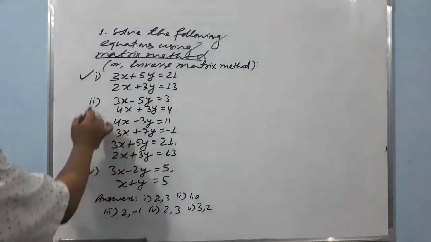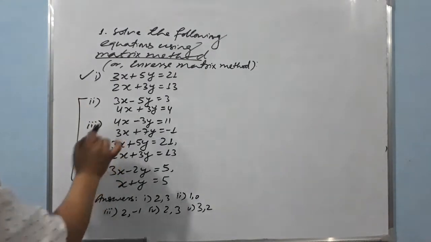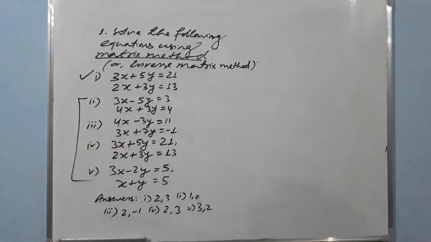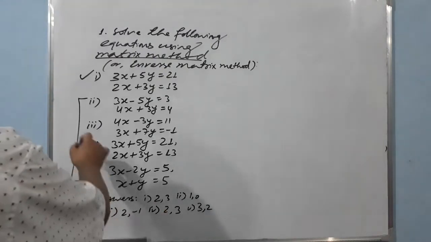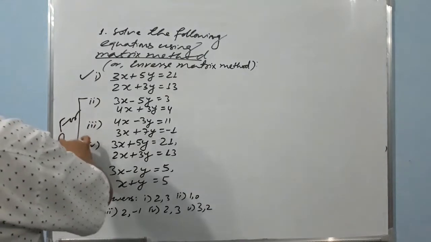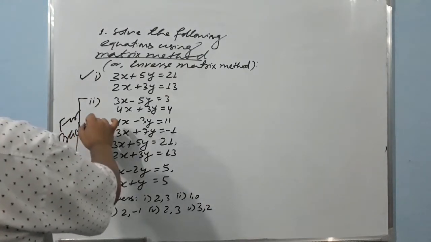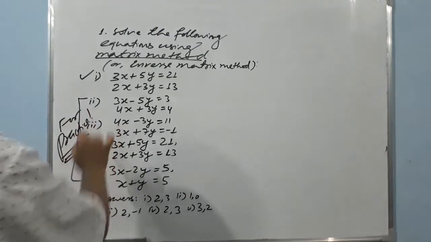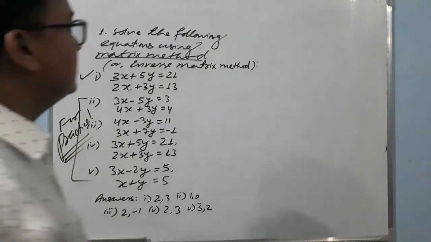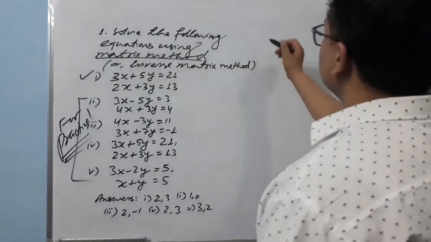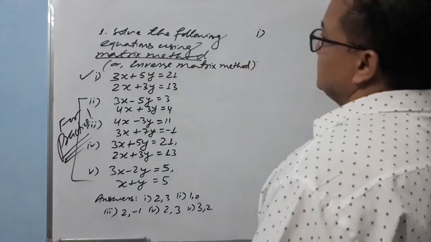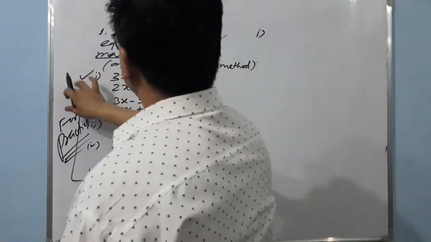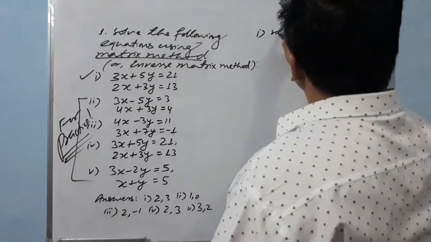First question, one question I will do, and the remaining 1, 2, 3, 4 questions I will leave for you for practice. The answers are also given here, for practice. Don't forget to practice. So how to find the solution of this question? Number one, this I will do. Solution.